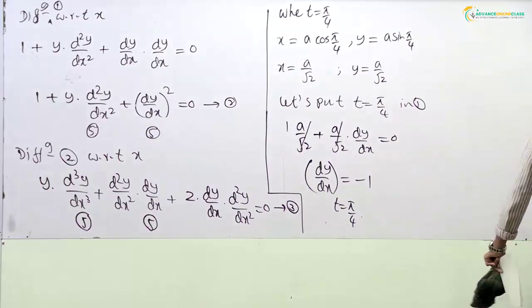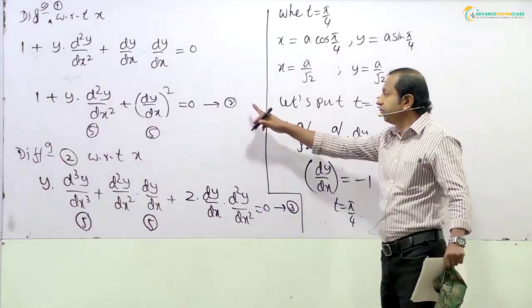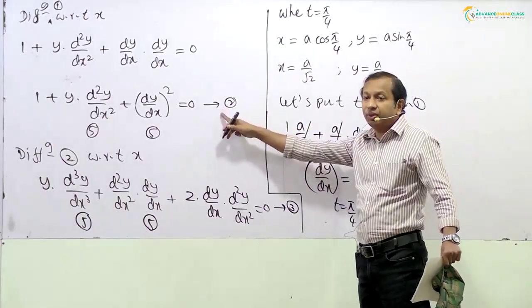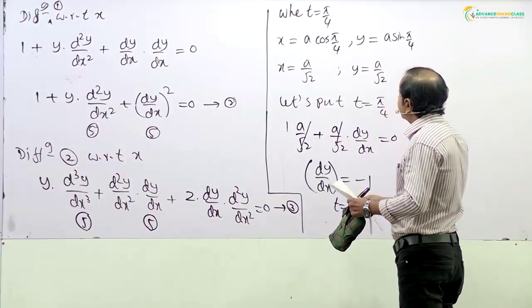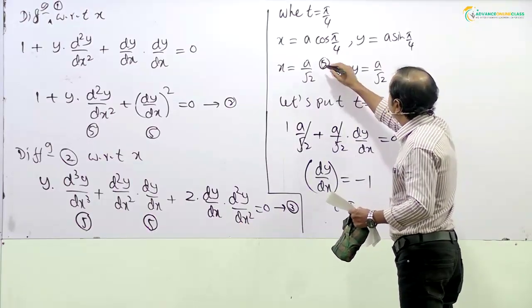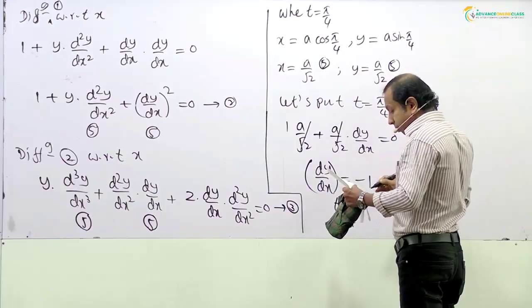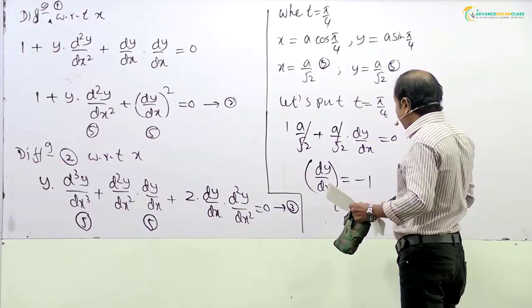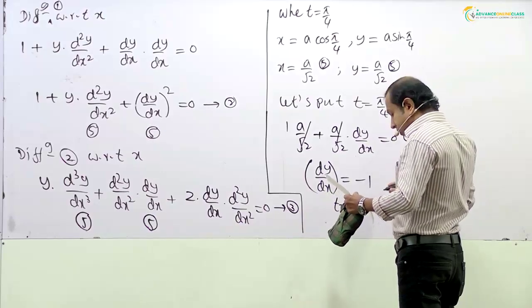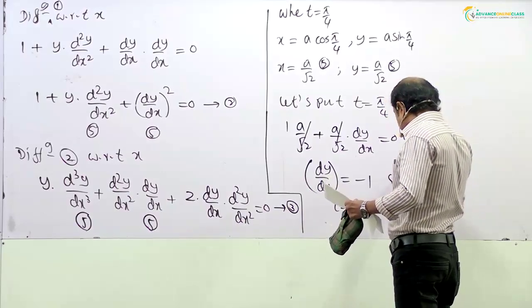Now come to number 2. Put t equals pi by 4 in number 2. So then here you get marks. Find x in this, 5 marks. This also 5 marks. And here 5 marks and this is 5 marks.